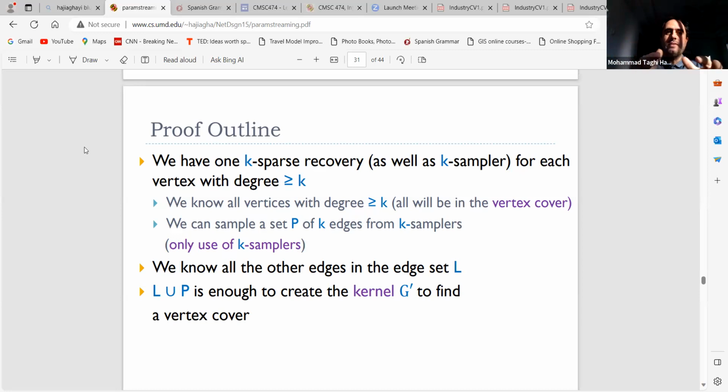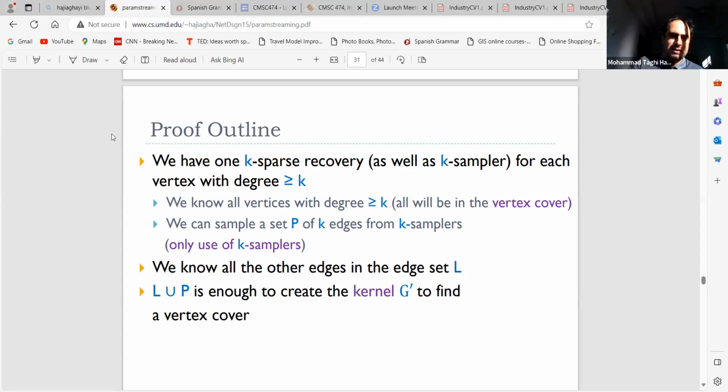And as I mentioned, everything is either stored in L or stored in these k samplers. So essentially L union P, the set of edges in all these k samplers, is enough to create a kernel G prime to find a vertex cover at any time. Either we have it in L or it is stored there. This is the main use of k samplers: at any time, when we want to create our vertex cover or find an approximation, we can just use these k samplers to get k samples of the edges adjacent to each vertex and create our kernel. So that's essentially why it is enough.